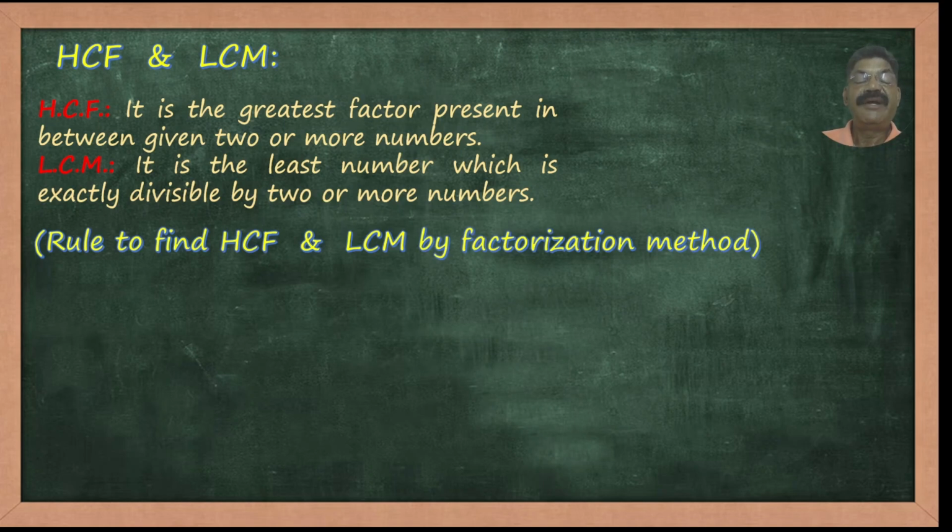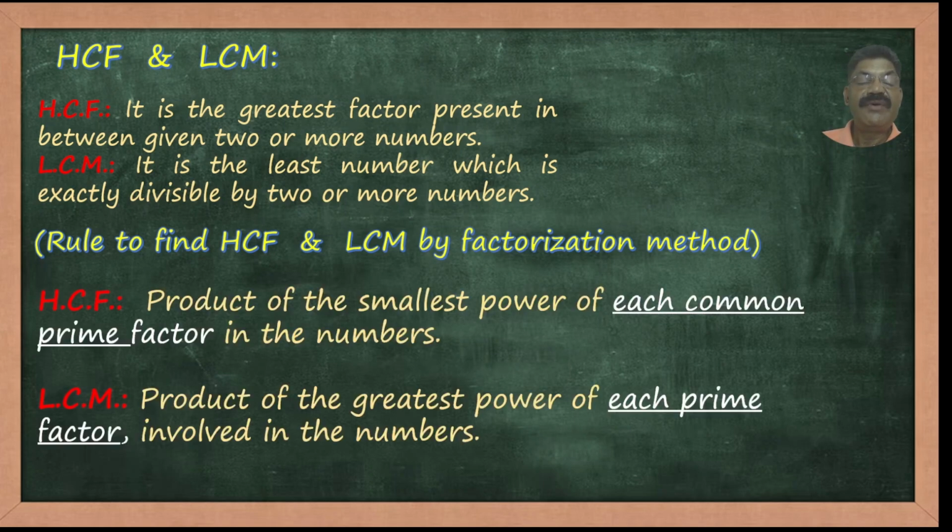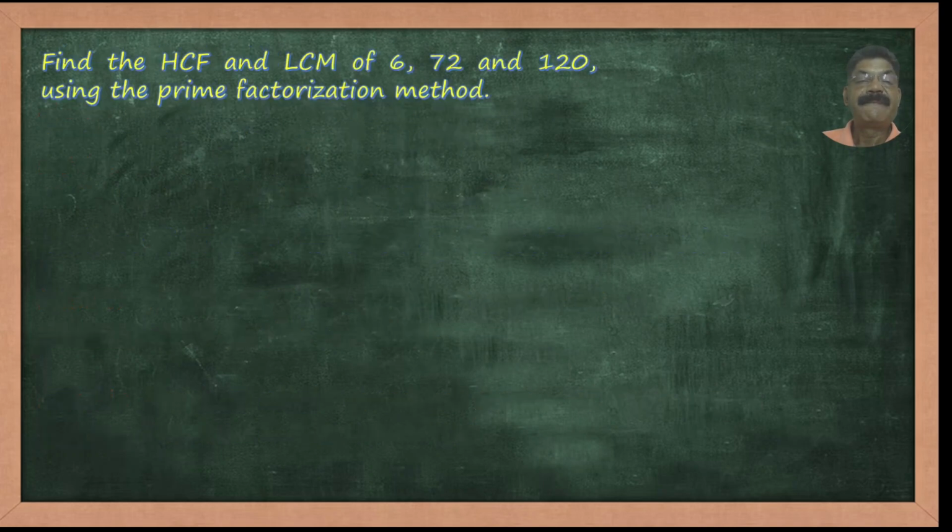Let us find the rule to find highest common factor and LCM by factorization method. To find the highest common factor, the product of the smallest power of each common prime factor in the numbers gives you the highest common factor. What is the least common multiple? To find the least common multiple, you have to find the product of the greatest power of each prime factor involved in the numbers. So, first you have to factorize the given numbers into a product of prime numbers. Then you can apply these rules to find the highest common factor and the least common multiple.